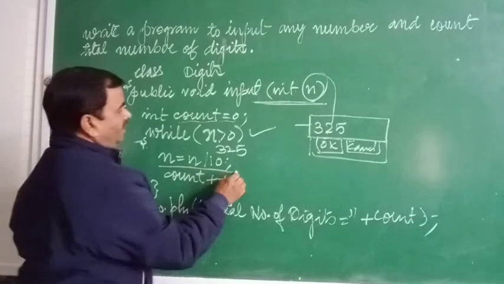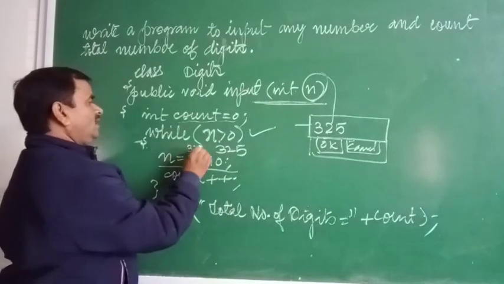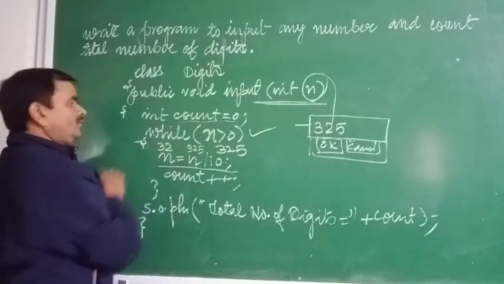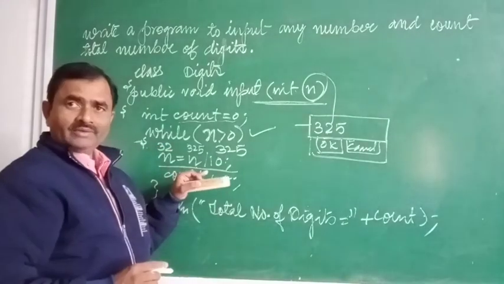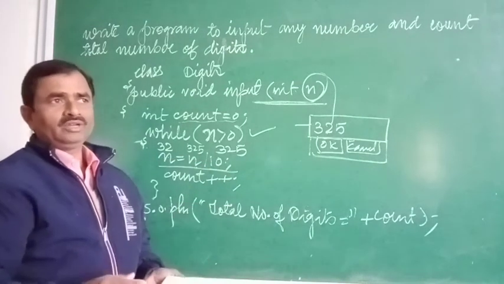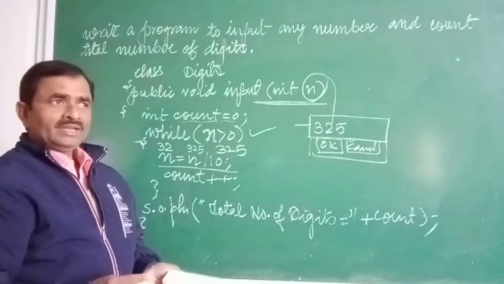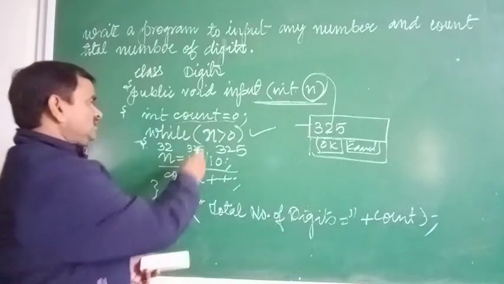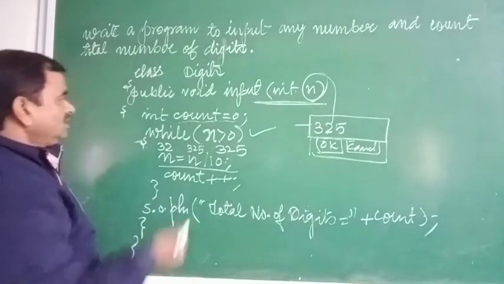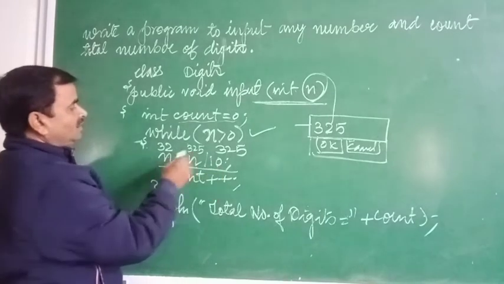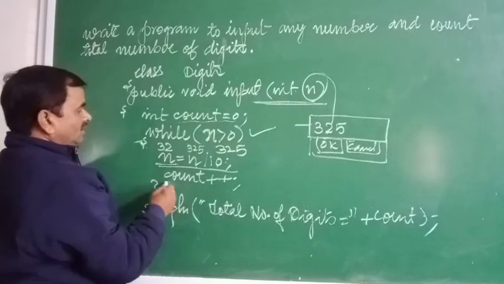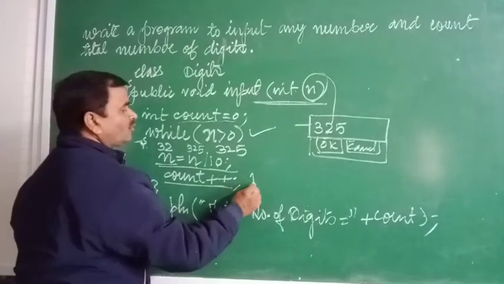n equal to n upon 10, that is 325 upon 10. So the quotient in variable n will be 32. 325 will be divided by 10. Both are integer values, so the quotient will be 32 because of the integer value. 32.5 will not be there. Such a division will leave the last digit and the previous digits will be the quotient of that value. Okay, so 325 divided by 10, the quotient will be 32 and it will be restored in variable n. Next, count plus plus. The value of count will be 1.